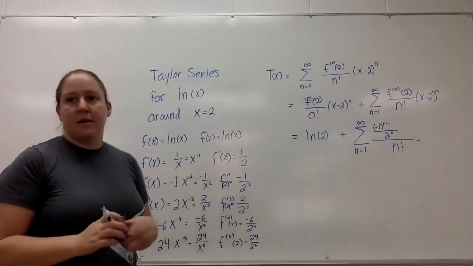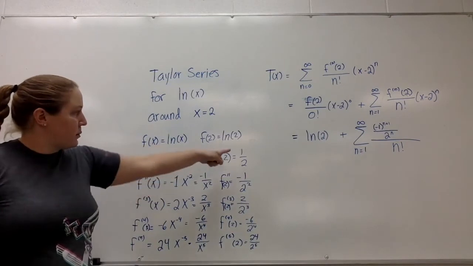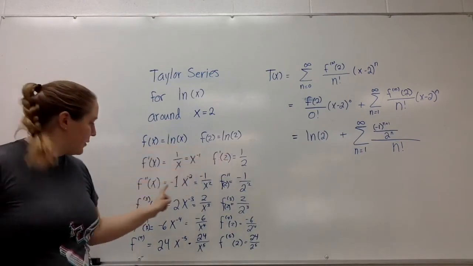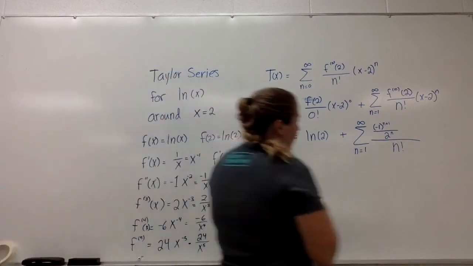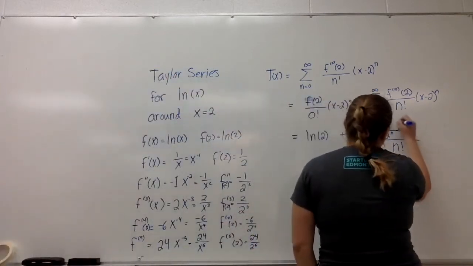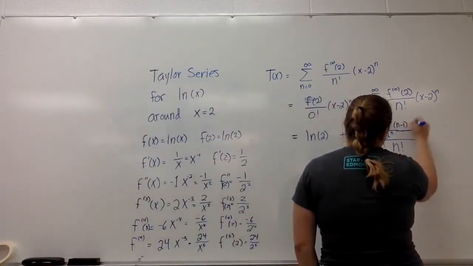But what about the top, the numerator? First term, we have essentially 0 factorial. For the second term, we have essentially 1 factorial. So we can call that n minus 1 factorial.